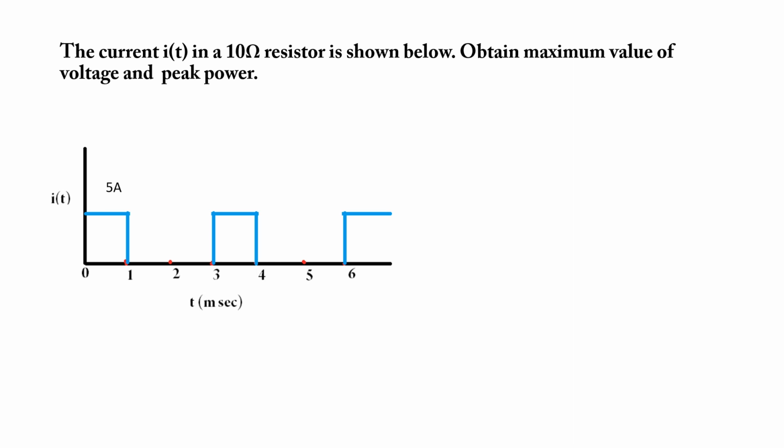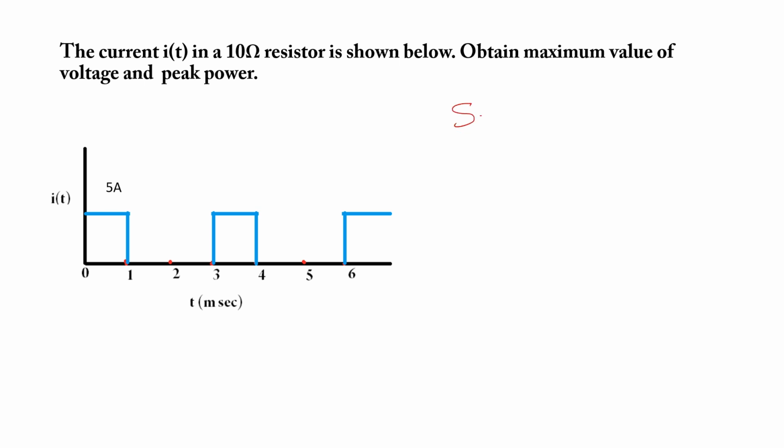Here we have the current waveform, which represents the current flowing through a 10 ohm resistor. It is clearly observed that the current has a magnitude of 5 amps. So what are we supposed to find? We are supposed to find the maximum value of voltage and power. How can we obtain these maximum values?